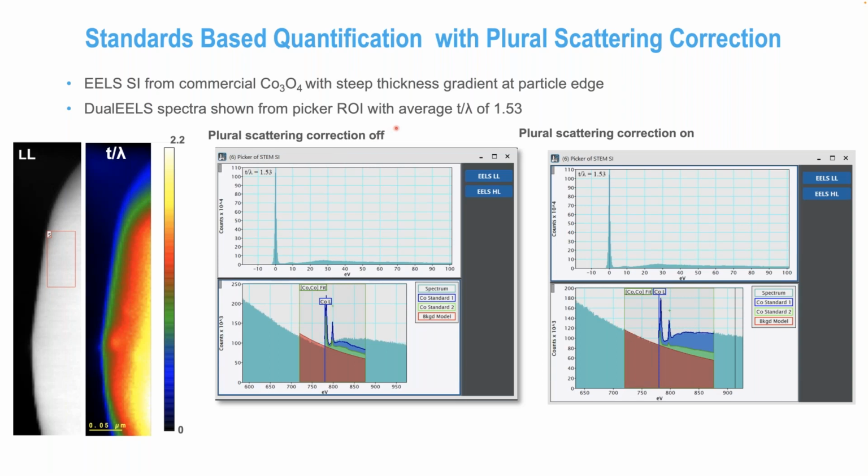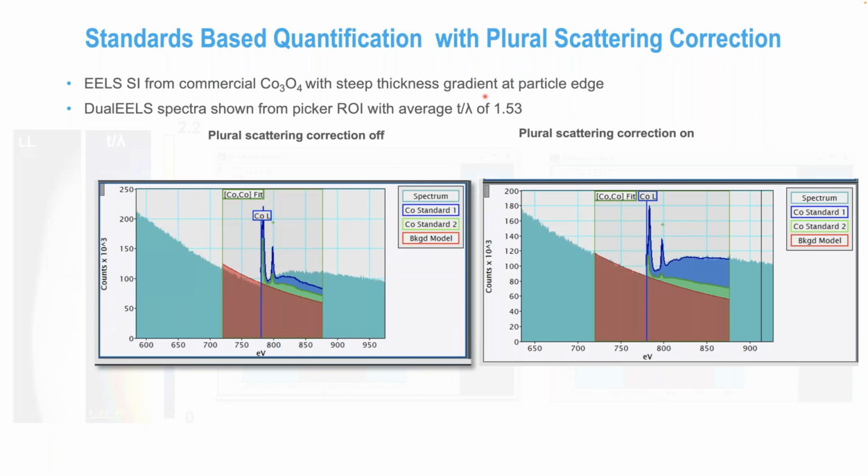If we look at some spectra that are extracted from the DualEELS data set, you can see the difference. We're looking here at plural scattering correction off versus plural scattering correction on. And we're targeting an area where the average lambda is 1.5. So it's quite thick. If we zoom in, it's pretty clear the difference. If you look on the left, without the plural scattering correction, the fit really isn't good. We don't fit in the area where we expect to see plural scattering at all.